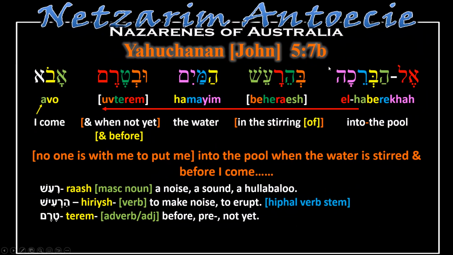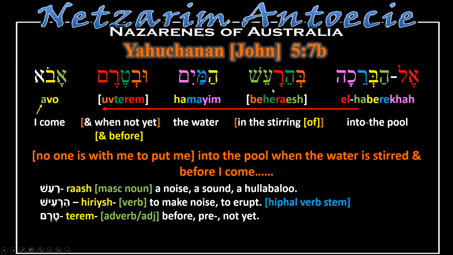And now we come to 7b. And we have an aleph, lamed, hey, bet, resh, kaf, hey. Bet, hey, resh, ayin, shin. Hey, mem, yod, mem sofit. Va, vet, tet, resh, mem sofit, aleph, vet, aleph. And we read it. El, to, or into, ha bereka, the pool, into the pool.